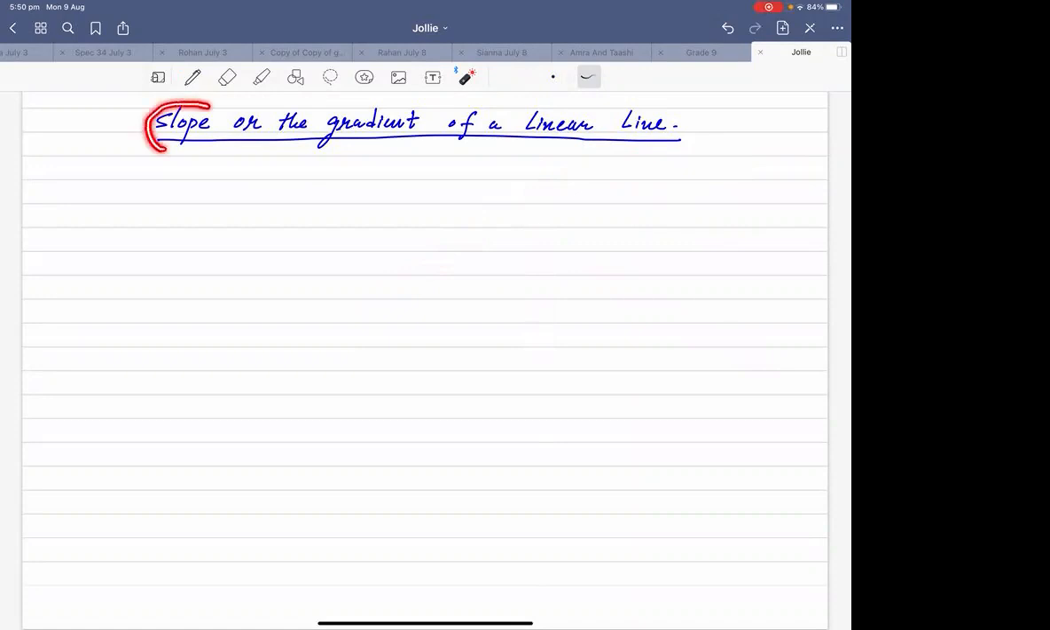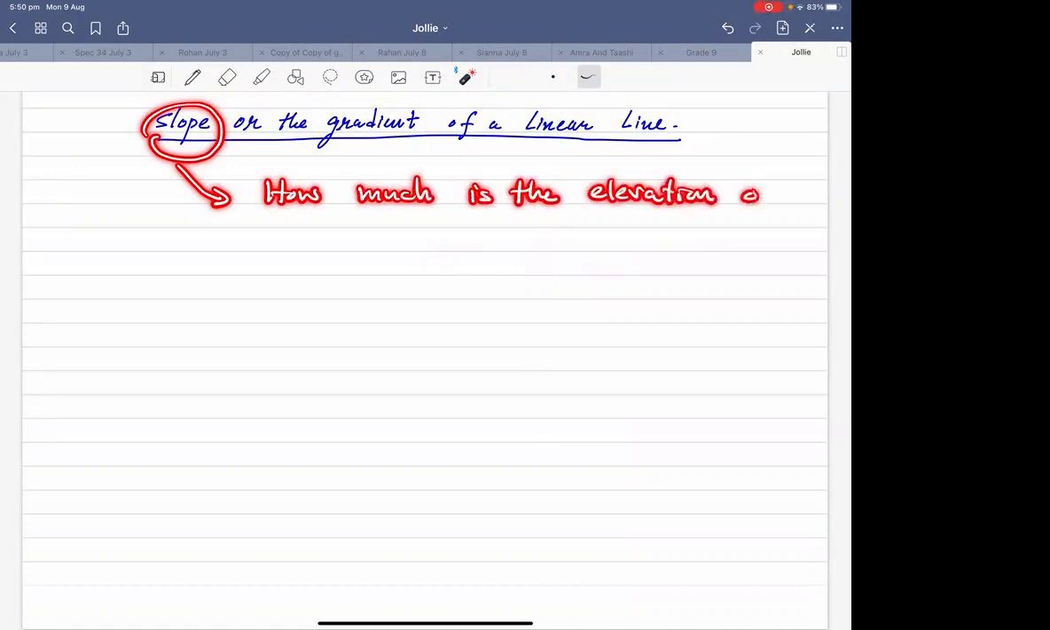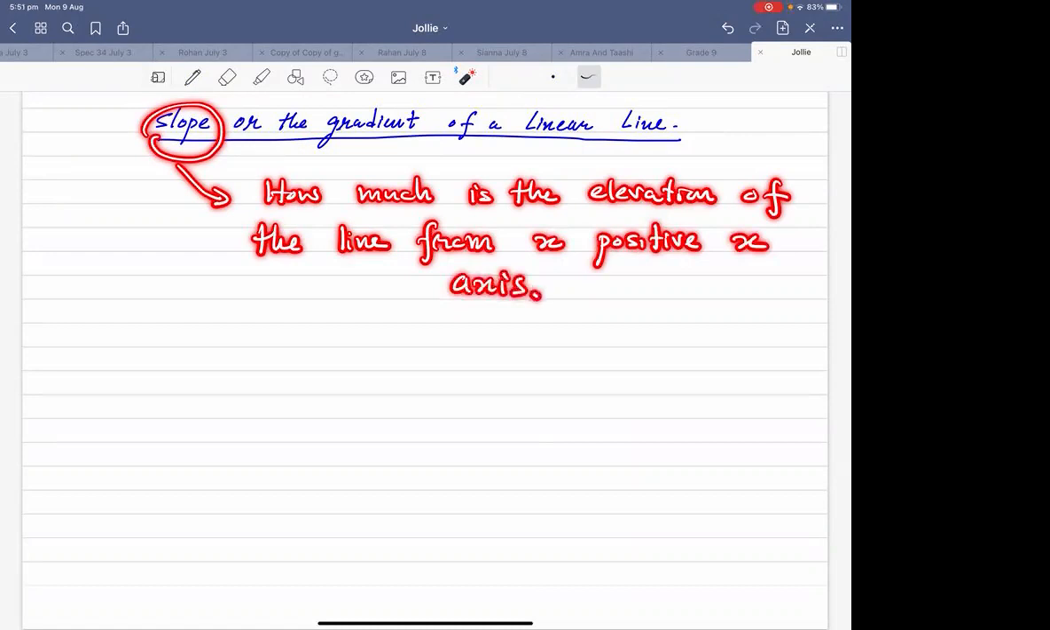So what is a slope? Slope or the gradient. What is the meaning of that? Slope means how much is the elevation of the line from the positive x-axis. From the positive x-axis. What do you mean by that?